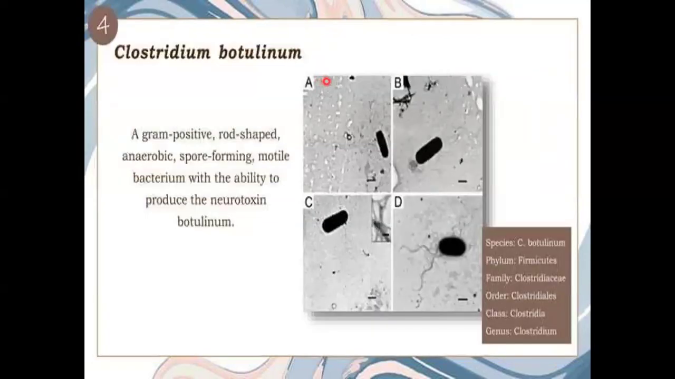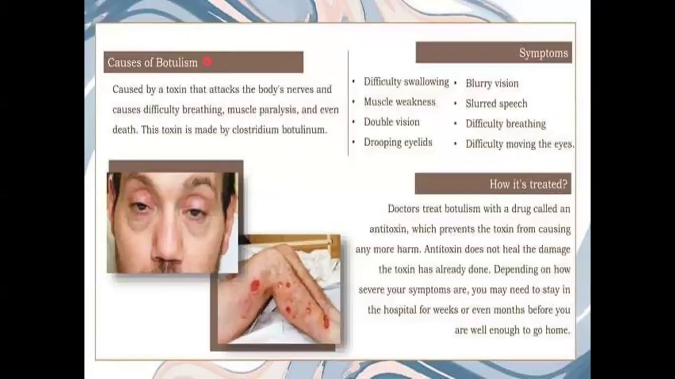For people who are doing plastic surgery, for example in the face, when you want lip fillers or things like that, it usually prevents wrinkles. So I'm going to explain how that occurs. The Clostridium botulinum produces a toxin that attacks the body's nerves, causing difficulty breathing, muscle paralysis, and even death.